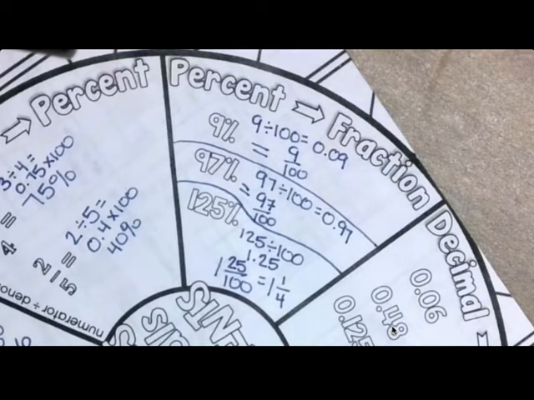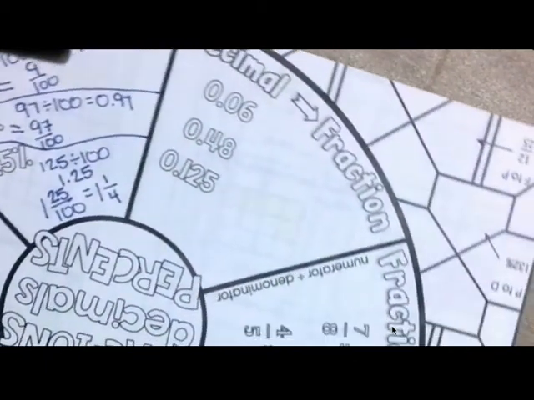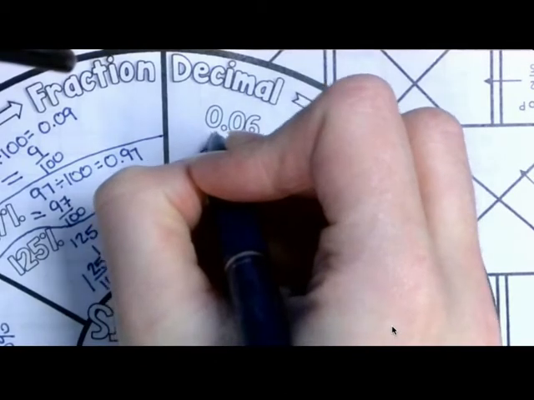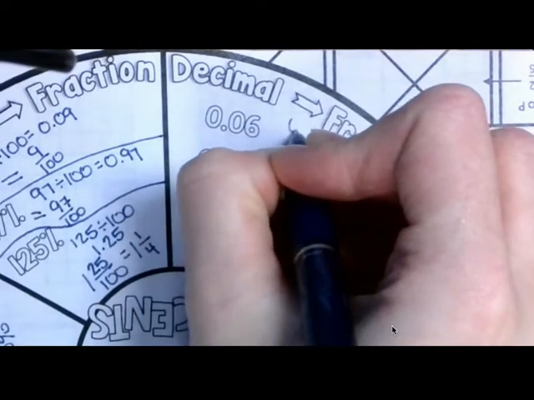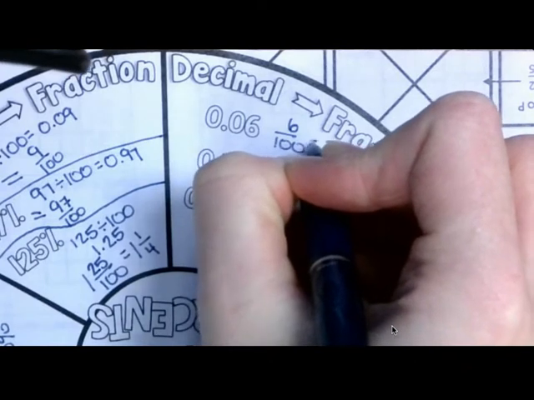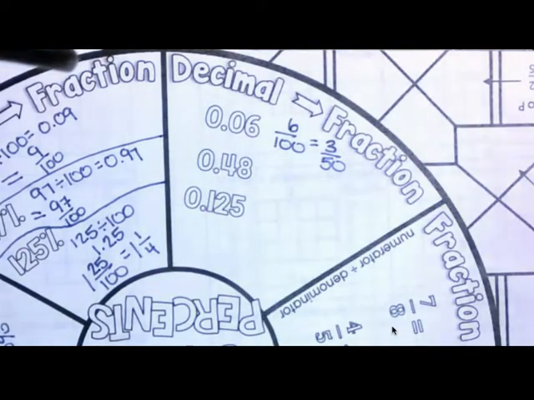Alrighty, the next one that doesn't tell us how to do it, but we're going to take what we've done and work with it, is decimal to fraction. So it says decimal to fraction. So I'm going to do 0.06, we just did this, is 6 over 100. If I reduce that, I get 3 over 50.